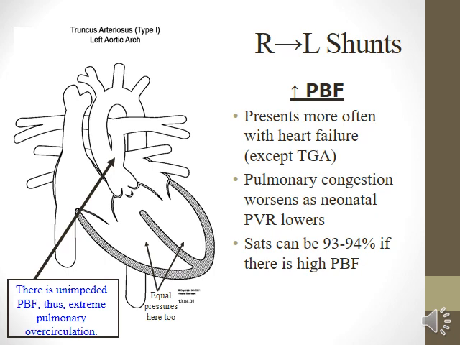except TGA. Pulmonary congestion worsens as neonatal pulmonary vascular resistance lowers, and the saturation can be 93 to 94% if there is high pulmonary blood flow. There is mixing at the level of aorta and pulmonary artery, that both are the same combined actually. This leads to extreme pulmonary overcirculation because gradually pulmonary resistance falls after birth, and due to VSD there is equal pressure between left ventricle and right ventricle.